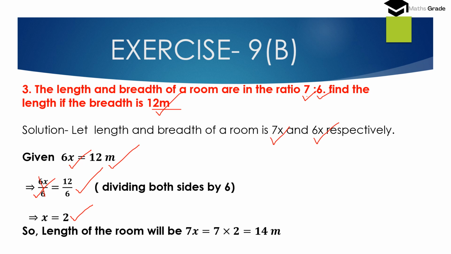नाउ फाइंड द लेंथ. हमको लेंथ का वैल्यू, लेंथ ऑफ द रूम निकालना है, तो लेंथ ऑफ द रूम विल बी 7x, that is 7 multiplied with 2. यहाँ पे x का वैल्यू निकला 2 मीटर, so 7x will be 7 multiplied with 2 meter, that is 14 meter. So length of the room will be 14 meter.